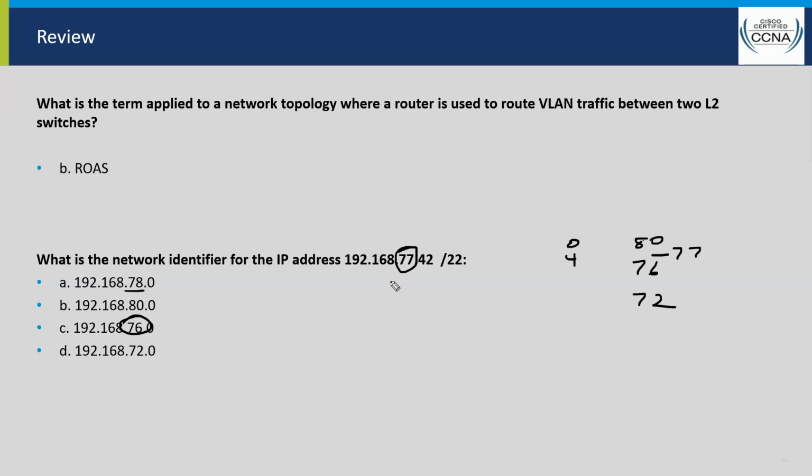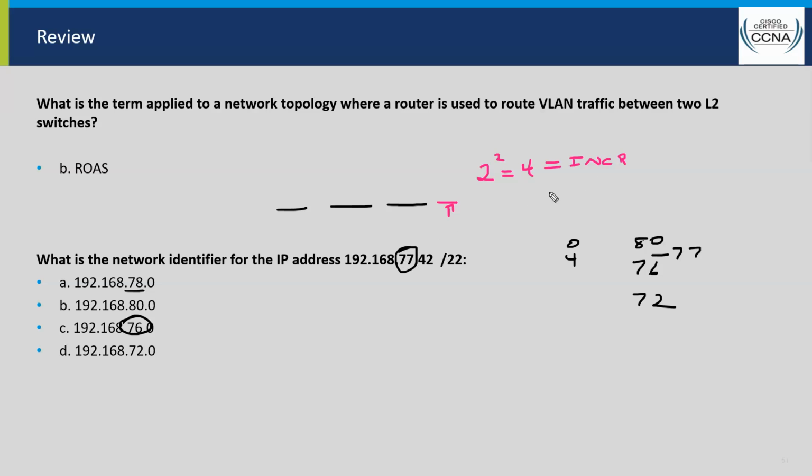Can you show how you got that again? Okay, the prefix here is 22 bits, right? So we have 8, 16, and then 6 bits more. Does that make sense? Yeah, that makes sense. Which means we have 2 bits for the hosts, right? So 2 to the 2nd is 4, which is going to be our increment.